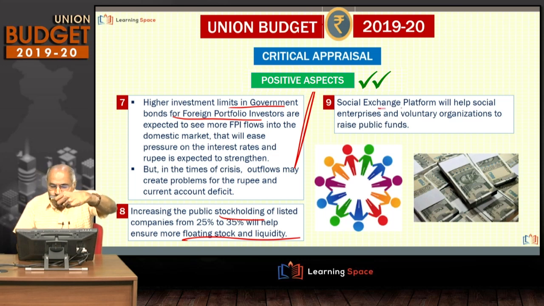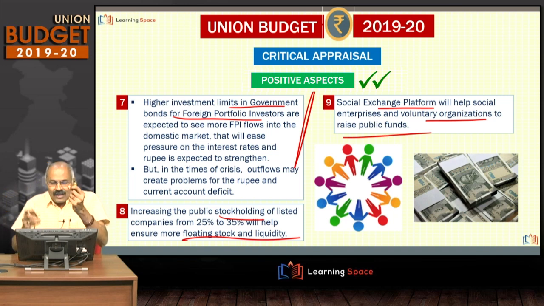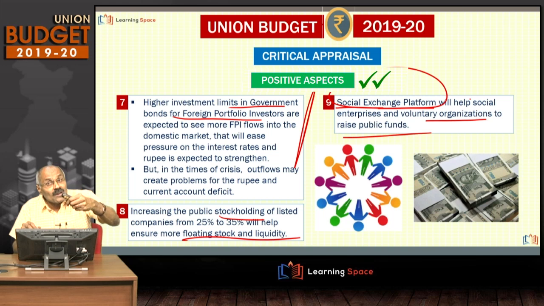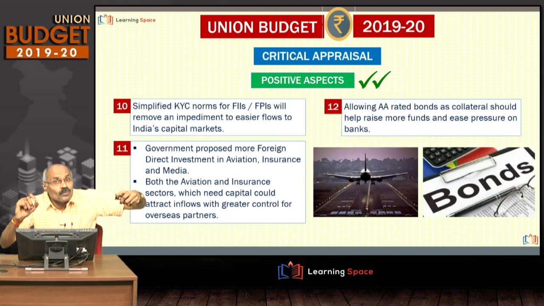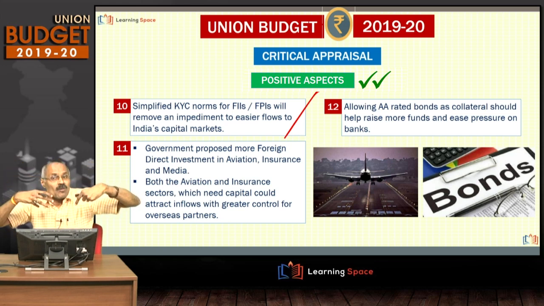Right? Then social exchange platform. Nowadays, there are several social enterprises and several voluntary organizations who want to raise funds for social causes. So therefore, a social exchange platform under the regulatory framework of the Securities and Exchange Board of India is planned. It is a welcome move. Then simplified KYC norms for FPIs that facilitate easy flow of money into the Indian stock market.